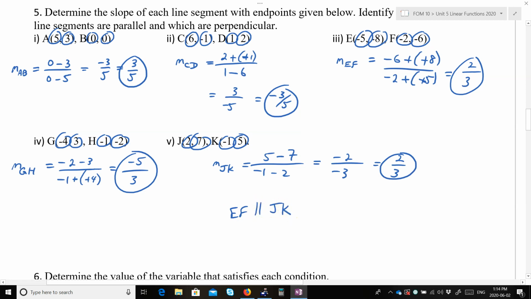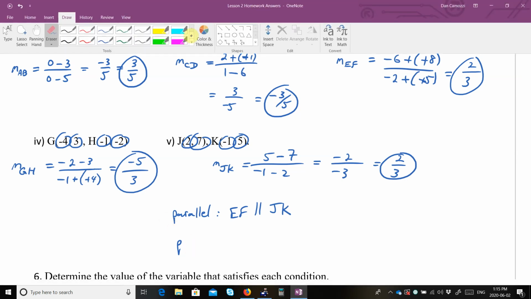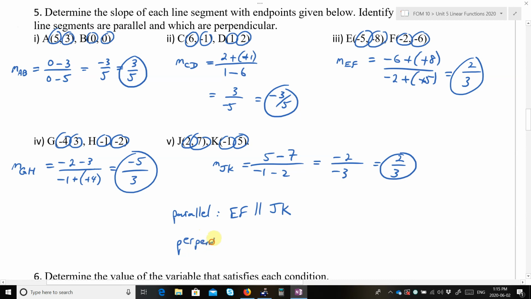Okay, so that symbol with the two lines there means parallel. Do we have any other slopes that are equal? That's looking like it. Okay, so this is parallel. And perpendicular lines have slopes that are opposite and reciprocal. So opposite signs and reciprocal, like 3 over 5 and negative 5 over 3. So AB is perpendicular to GH. Do we have any others? No, that's it. Okay, and you can see that in the answer key as well.